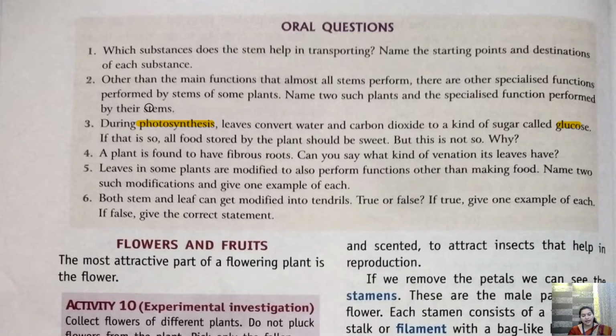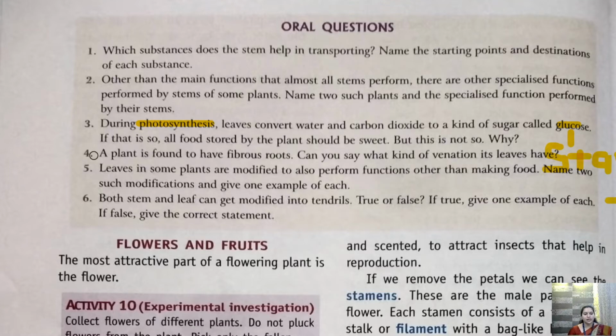Because we know that plant does not store the food in the form of glucose. Glucose gets converted into starch. Alright? Glucose gets converted into starch and then it is stored. Okay? And starch is not that sweet. So what you will write? You will write because glucose gets converted into starch and then it is stored. Okay? I will send you the answer, children, don't worry.